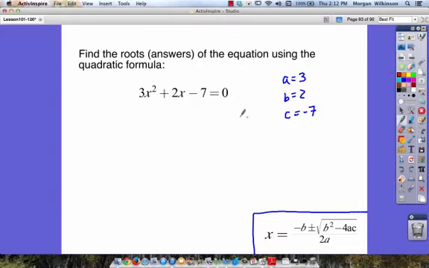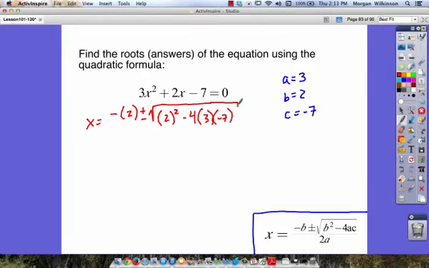Okay, so when we go ahead and solve with this, we know x is going to equal negative b, and our b value is 2. So we're going to get negative 2, and we're going to substitute with parentheses, plus or minus the square root of b squared, b is 2, so 2 squared, minus 4 times our a value of 3 times our c value of negative 7. Take the square root of all that, and then we're going to divide the whole thing by 2 times a, 2 times our a value of 3.